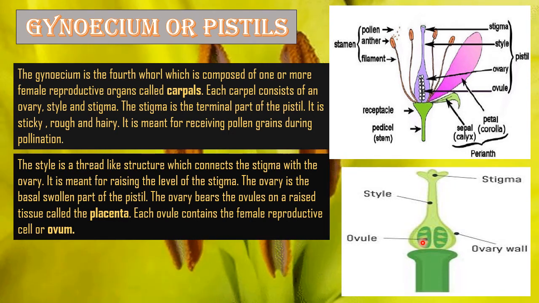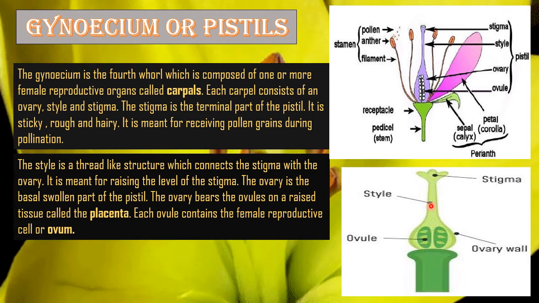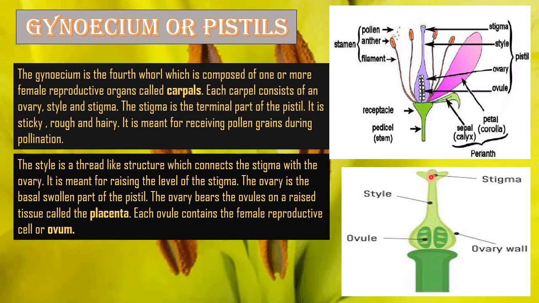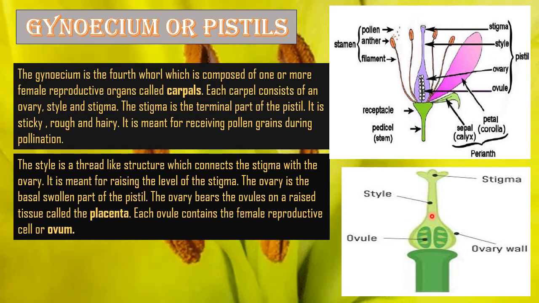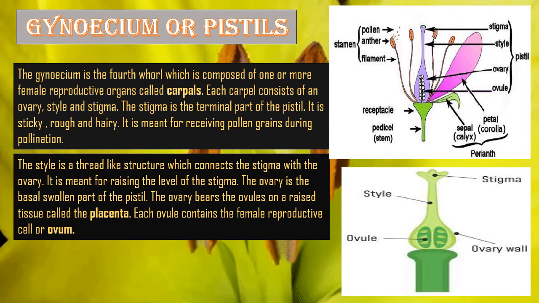And this is the style. It is meant for raising the level of the stigma, right? The stigma receives the pollen grains, which go downward towards the ovary, and the ovary has the ovules. Clear?